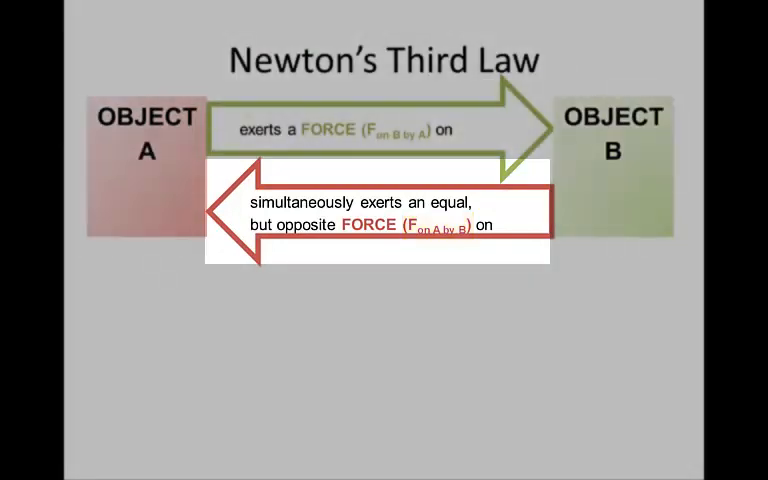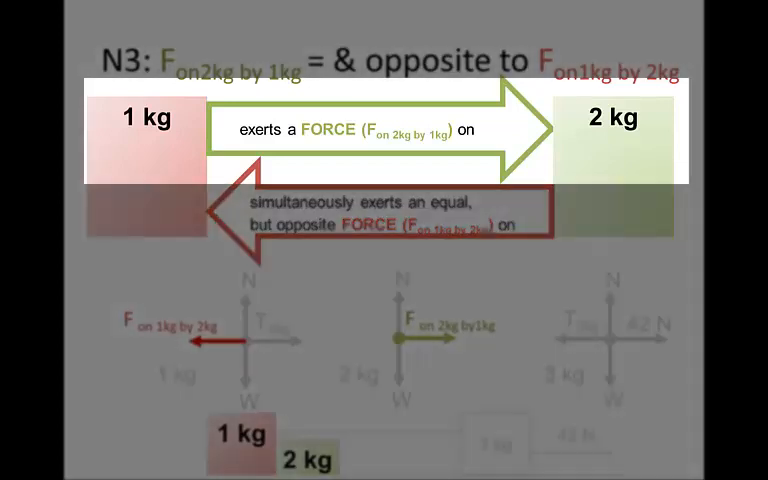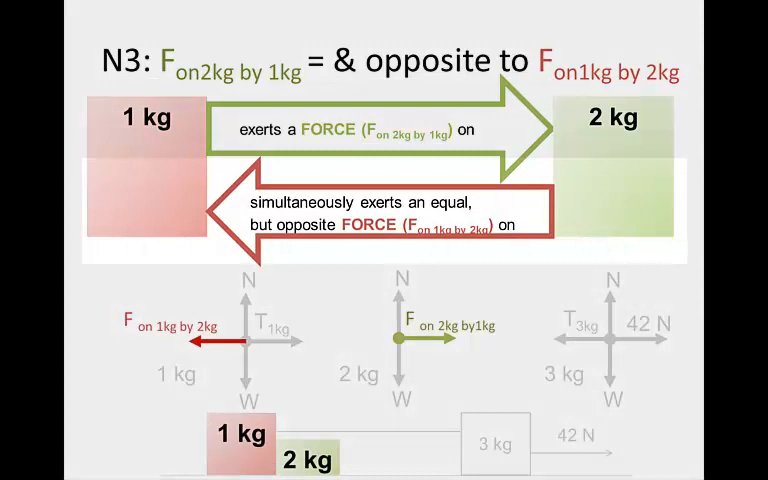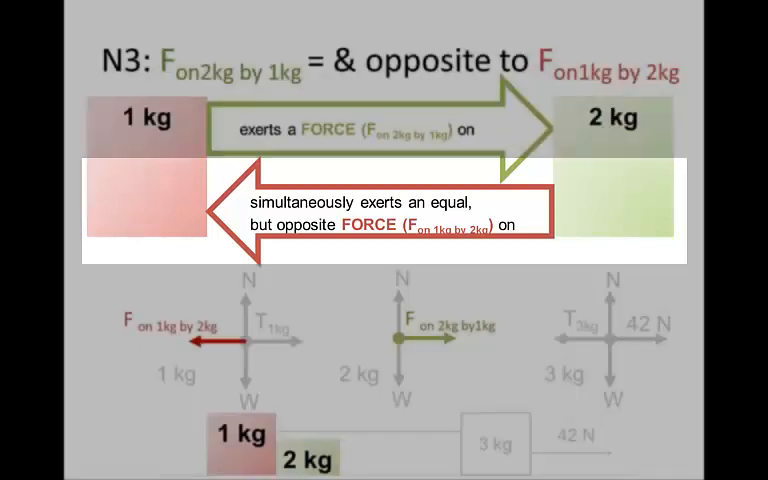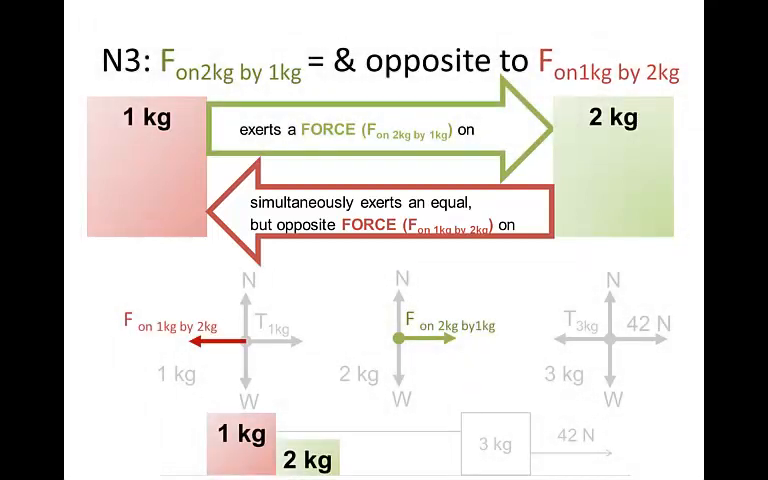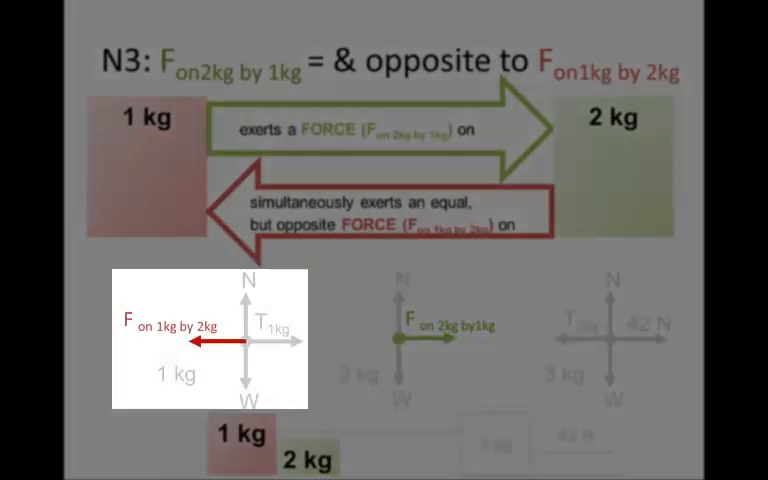So in this situation, the 1 kilogram and 2 kilogram objects are exerting forces on one another of a Newton 3 kind. So the 1 kilogram object exerts a force on the 2 kilogram object, which we call F on 2 by 1, and the 2 kilogram object exerts an equal but opposite force back on the 1 kilogram object. Now in a free body diagram, we always draw the forces acting on the object, not by the object. So when we draw the 2 kilogram object's free body diagram, we draw the force which it receives from the 1 kilogram. And when we draw the 1 kilogram object's free body diagram, we draw the force which is acted on it by the 2 kilogram.